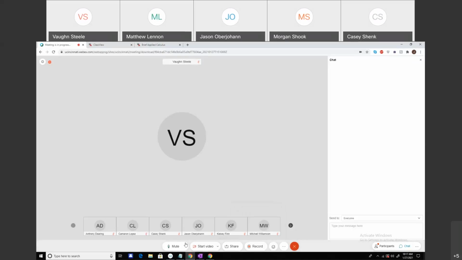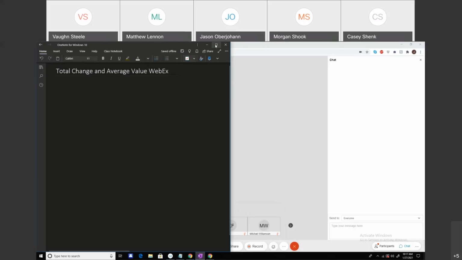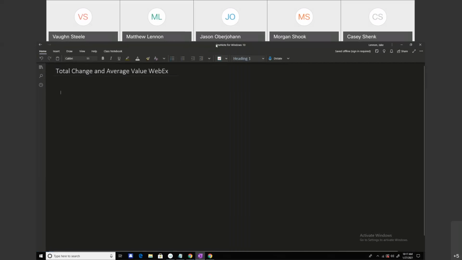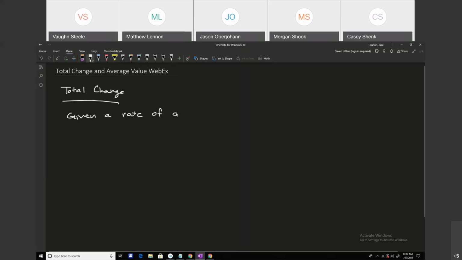Okay, so 5.3 again, as mentioned. So let's just go ahead and recall the two things, total change and average value. So the total change is pretty straightforward. So given a rate of change function, f of x, I keep saying total. They use the term net change, so maybe I should fall in line and use the same thing. But when I say total, I just mean net change.